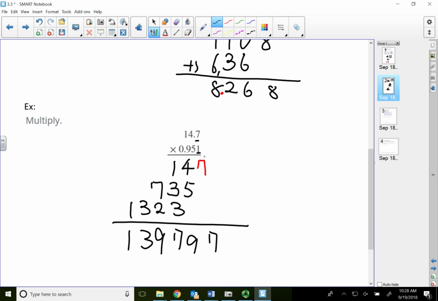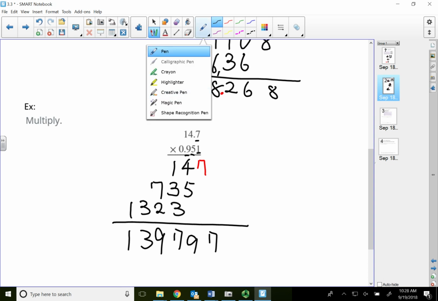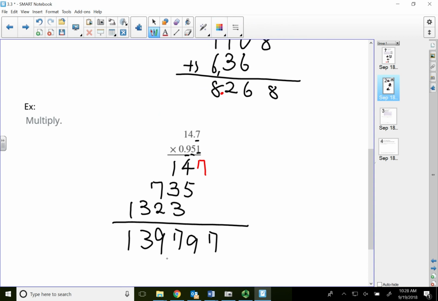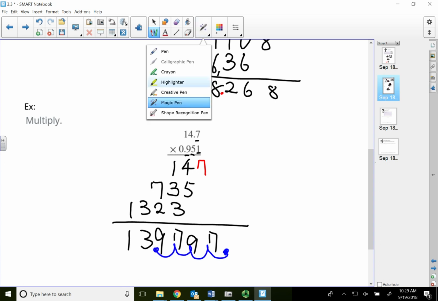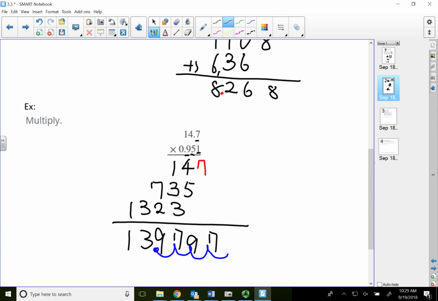All right, 1, 2, 3, 4. 4 decimal places. So right now with this big old product, the decimal is behind the very last digit. Move back 4 places. 1, 2, 3, 4. My answer is 13.9797. All right, that's all it is.